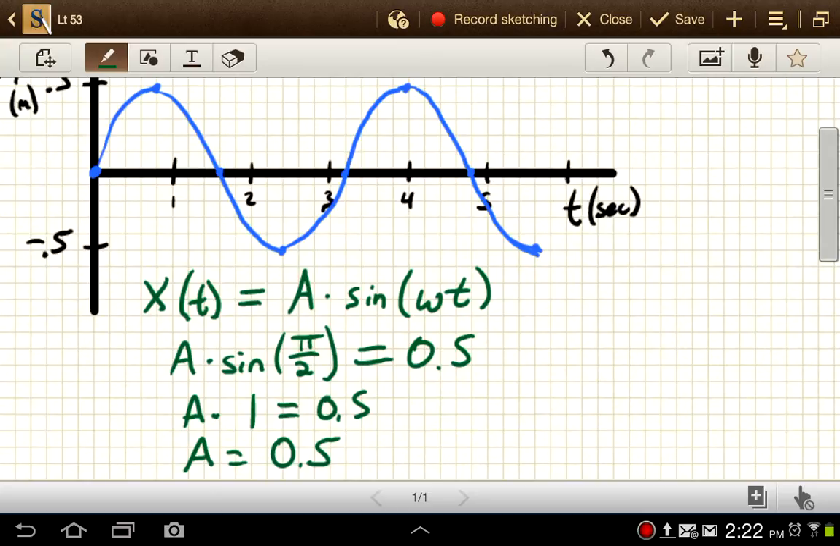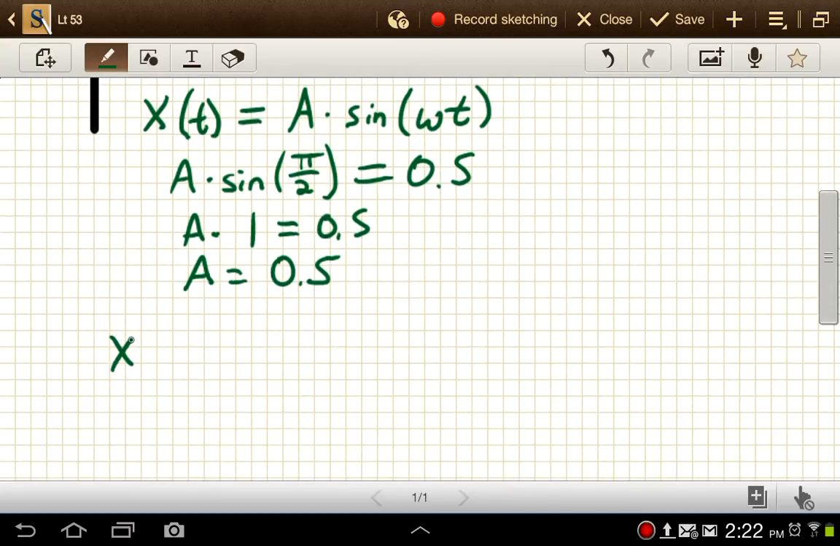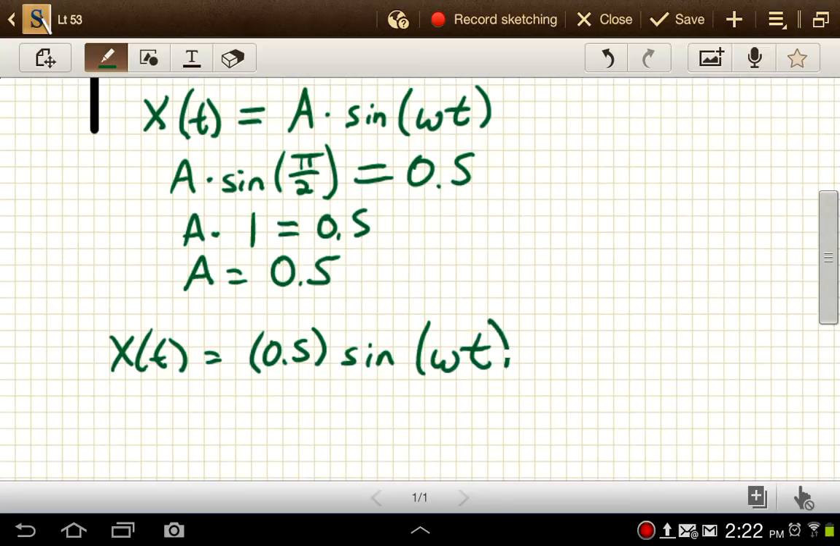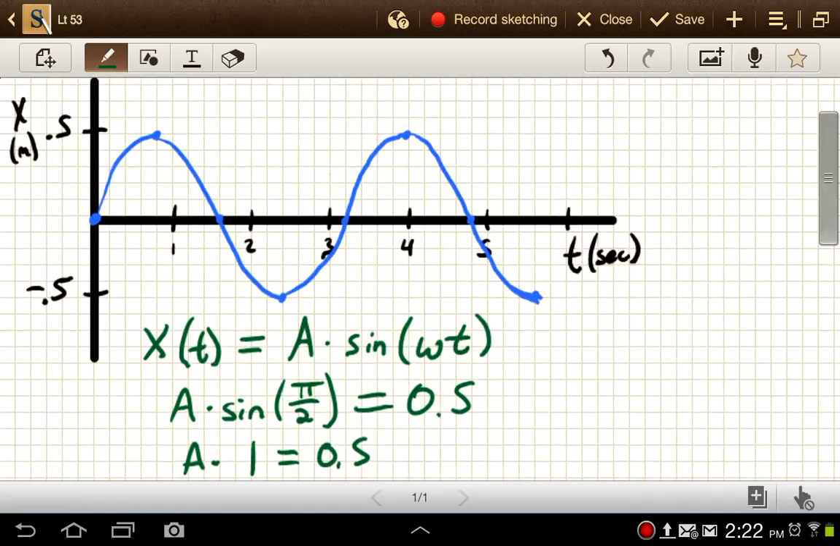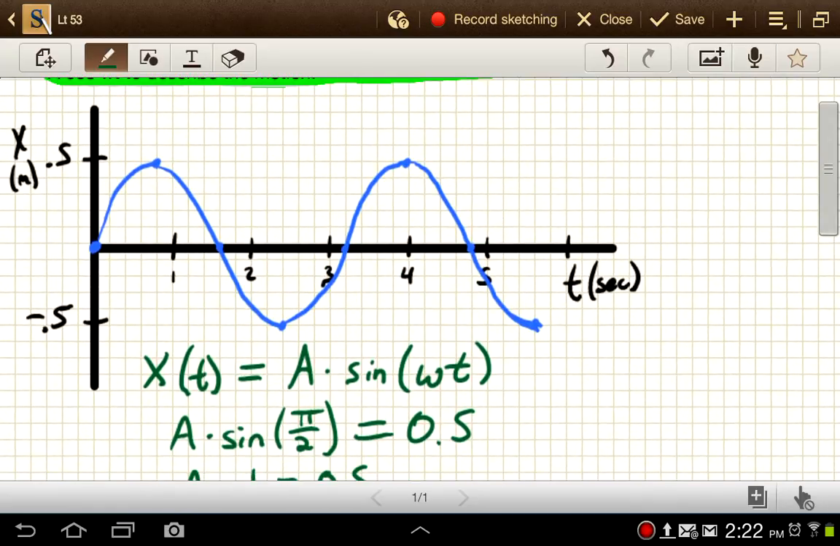Okay, so we're making progress then. So x of t, we know, is going to be equal to 0.5 times the sine of omega t. So now we just need to figure out what the value for omega would be. And for that, we're going to look at how much time it takes on the x-axis to complete one cycle.